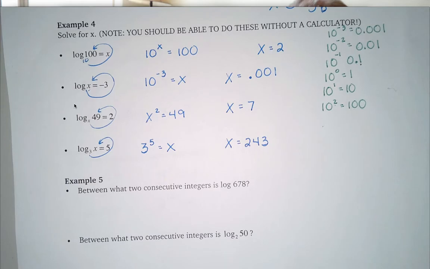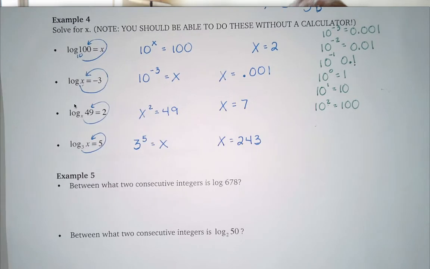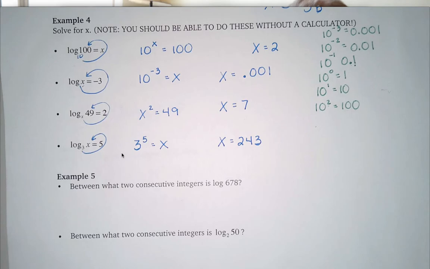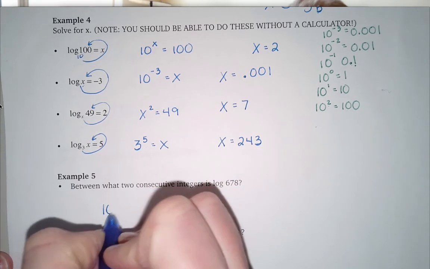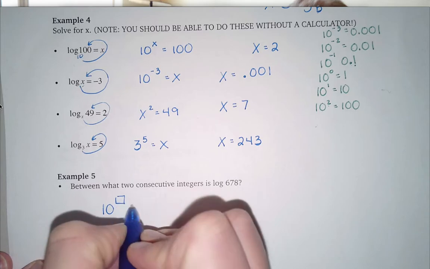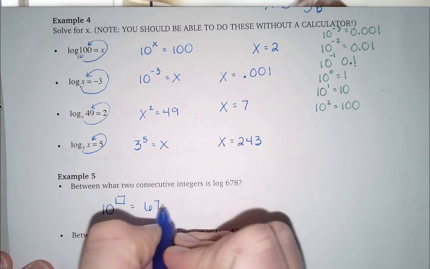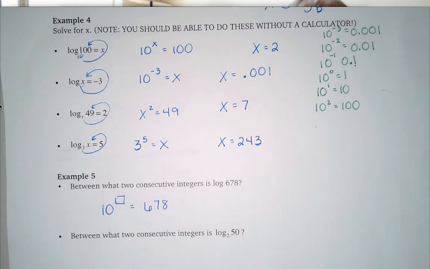All right, that's it for that section. Let's just talk quickly about this example 5, and then we should be good for today. Between what two consecutive integers is log of 678? So remember that when I ask you for log of 678 and there's no base there, I'm really asking 10 to the power of what makes 678. But I don't have to figure out the exact power because I know it's not going to be something exact. I could probably use my calculator, but I just have to know what it's in between.